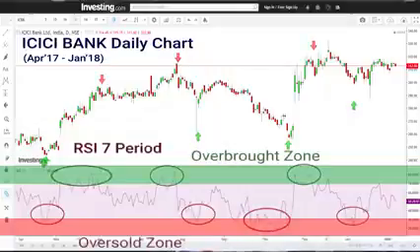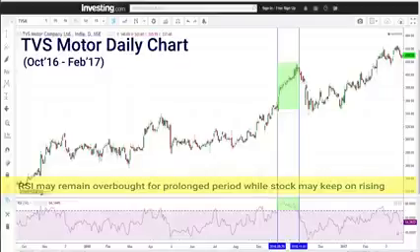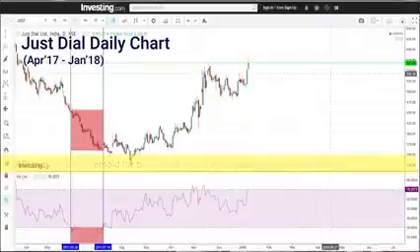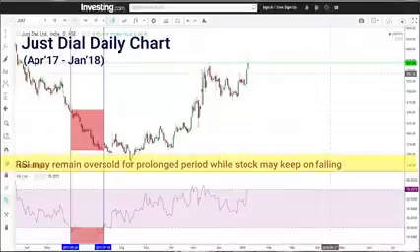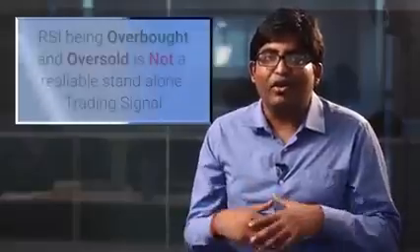We want to specify one thing here: some instruments can remain very bullish, and during that time the RSI may remain in the overbought region for a longer period of time. Similarly, in a bearish market, the financial instrument can remain very bearish and the RSI value of that instrument can remain below 30 for a prolonged period of time. So the RSI being in the overbought or the oversold region is not a standalone buying or selling signal. We have to take into account a lot of things.